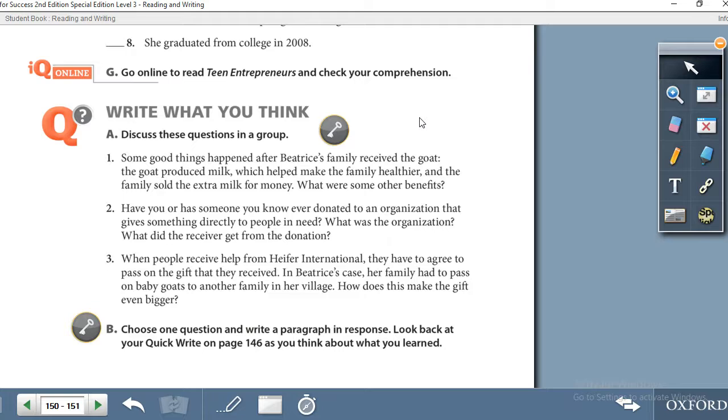Number 1. Some good things happened after Beatrice's family received the goat. The goat produced milk which helped make the family healthier, and the family sold the extra milk for money. What were some other benefits? Number 2, have you or has someone you know ever donated to an organization that gives something directly to people in need? What was the organization? What did the receiver get from the donation? Number 3, when people receive help from Heifer International, they have to agree to pass on the gift that they received. In Beatrice's case, her family had to pass on baby goats to another family in her village. How does this make the gift even bigger? So these are 3 questions which you can discuss in a group.